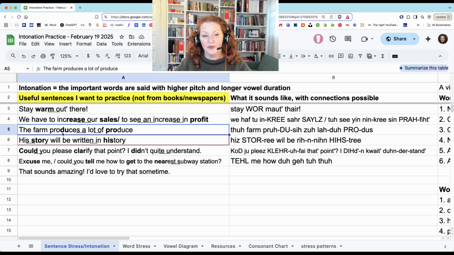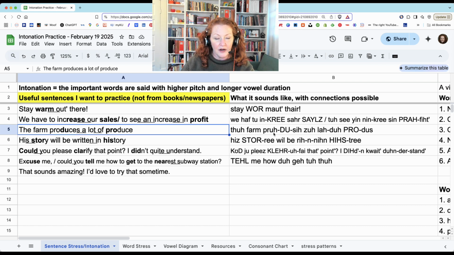This is a good contrast between the verb with stress on the second syllable, produce, and the noun with the stress on the first syllable, produce. So when the PRO is not stressed, it changes to "pruh," produce, and in this case, produces. And in this case, the PRO is stressed and it sounds like "oh," produce. So the farm produces a lot of produce. Produces a lot of. Produces a lot of produce.